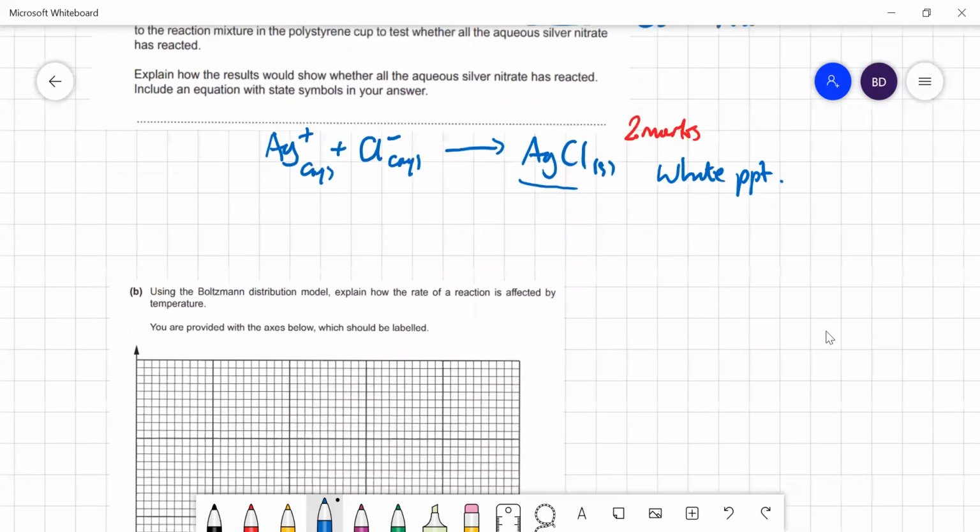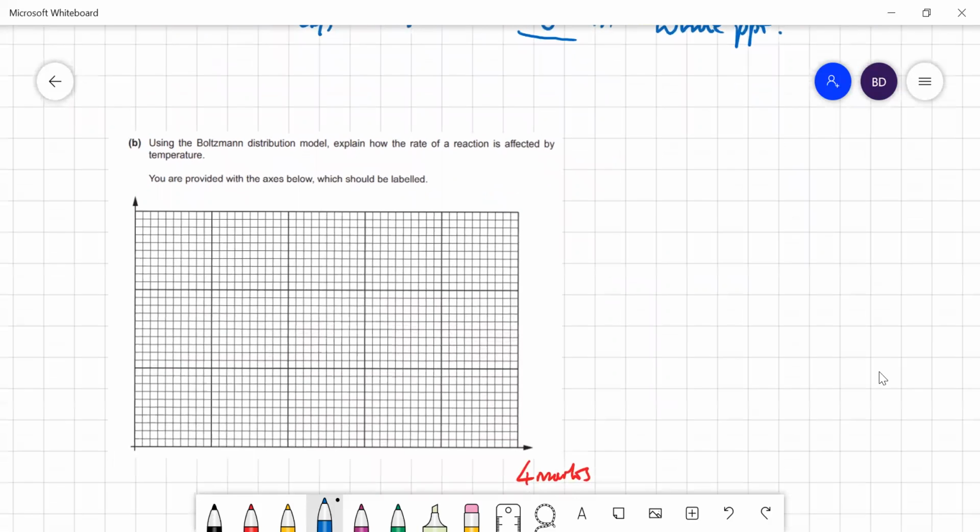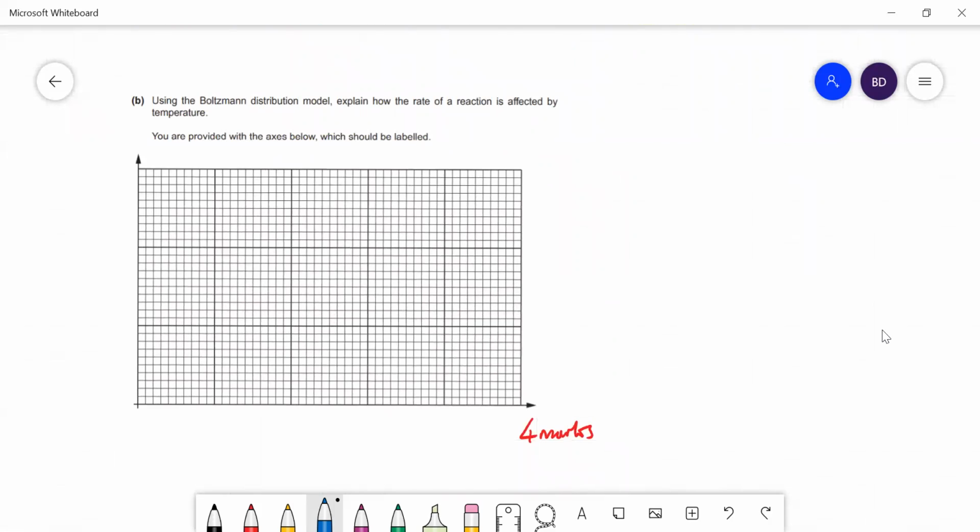Okay, right. Using the Boltzmann distribution model, explain how the rate of reaction is affected by temperature. You're provided with the axes below, which should be labeled. When you're doing the Boltzmann curve, you should have the number of particles, molecules, whatever, on the y-axis, and along the x-axis, this is the energy. This is a full mark question, okay? So the energy. Right, so let's draw a Boltzmann curve.